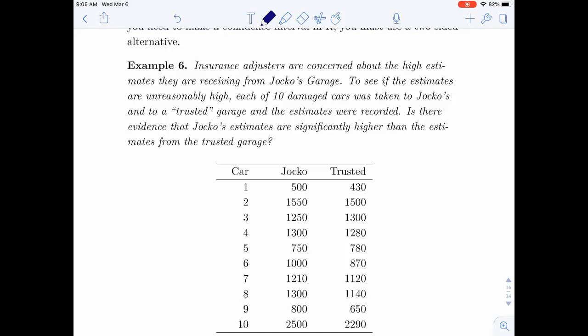And so as we can see, for the first car, Jocko's estimate is 500, and the trusted garage is estimating 430, and then 1550, 1500. Here, Jocko's estimate is actually a little bit lower than the trusted garage, right? And so we go through, and to analyze these, we would have to calculate a column of differences.